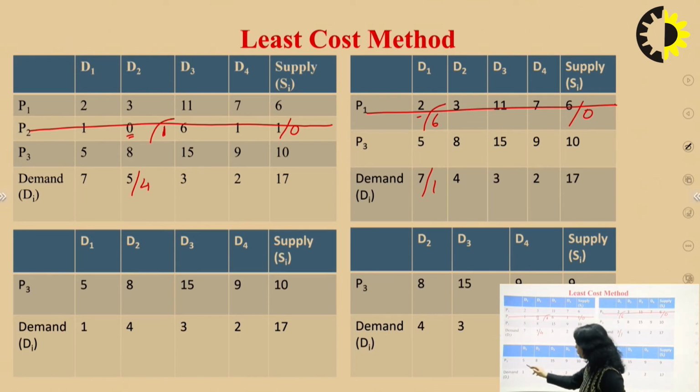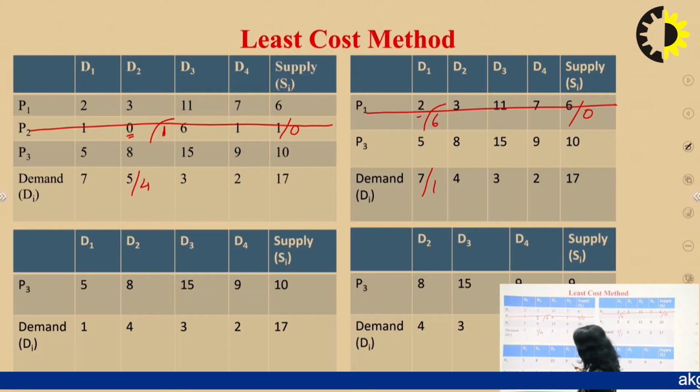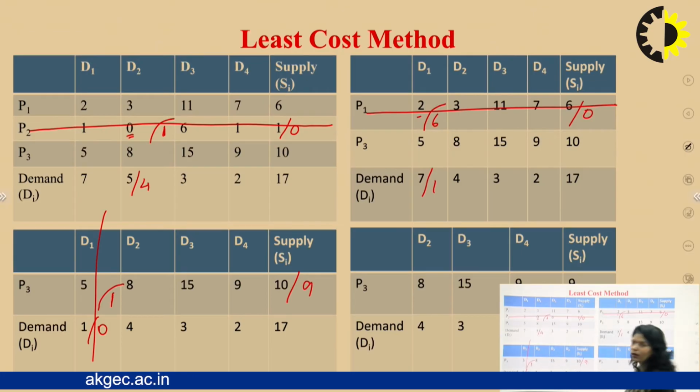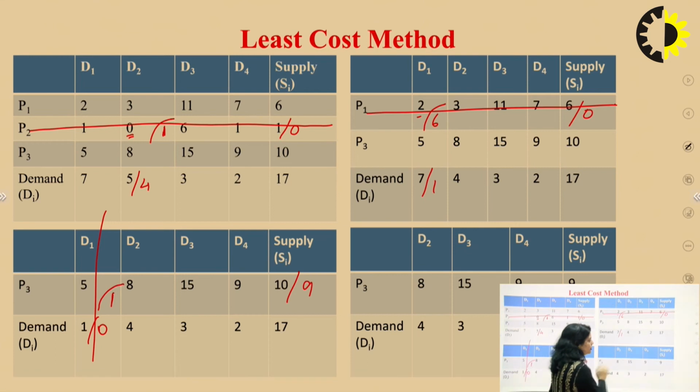Now we have only 1 row with us. Clear? So we will see what is the least cost. This is 5. So we will see what is the supply available with us is 10 and the demand is 1. Means we can satisfy the demand of 1. It will become 0 and it will become 9. So we will cancel out this. Clear? Now you can see in this matrix we have only D2, D3 and D4.